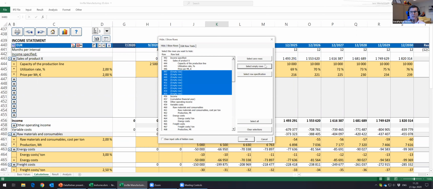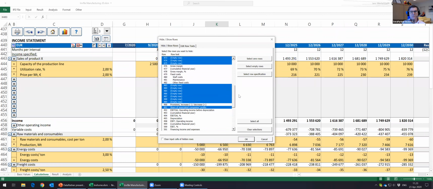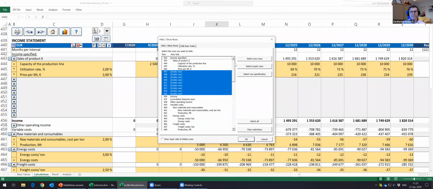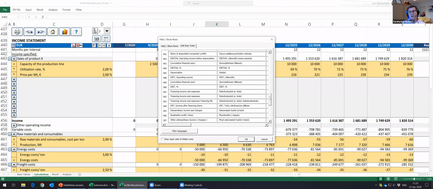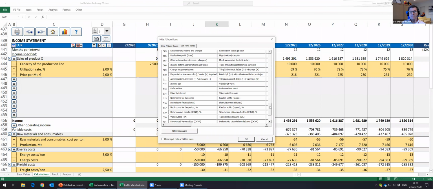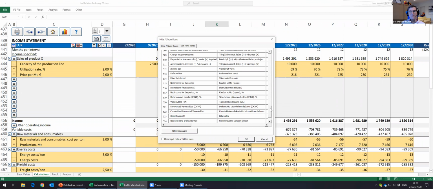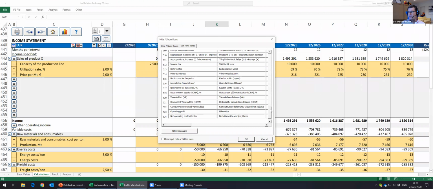I choose select empty rows, then it hides the rows that I didn't use automatically. By the way, now when we are here, there's another tab where you can rename rows. So also anywhere in the program on all screens, you don't have to settle with the names we have given for rows and items. You can rename them according to the terminology that you're used to use in your company or your industry.